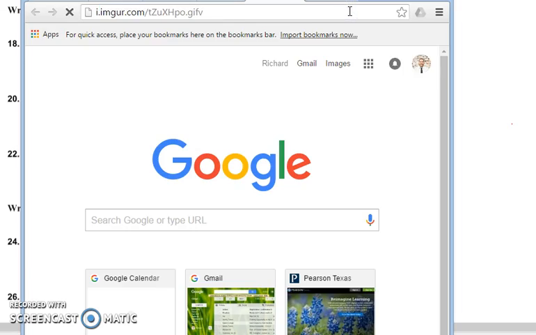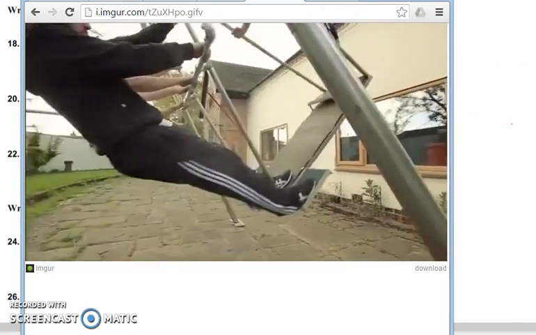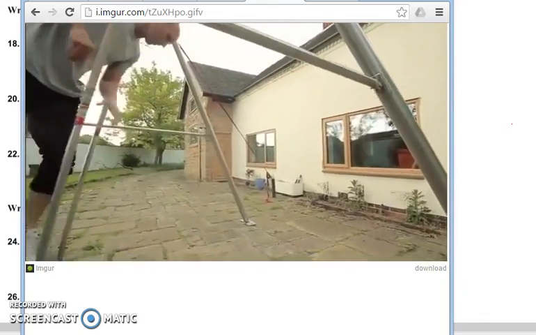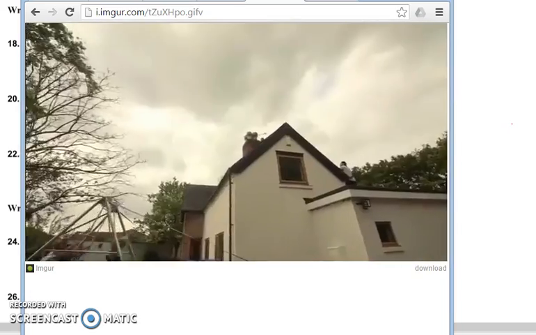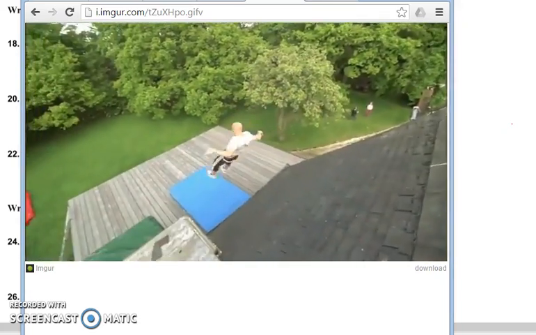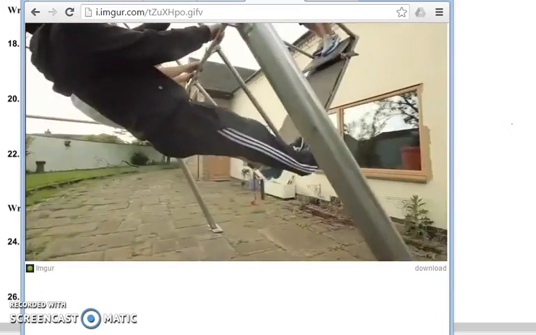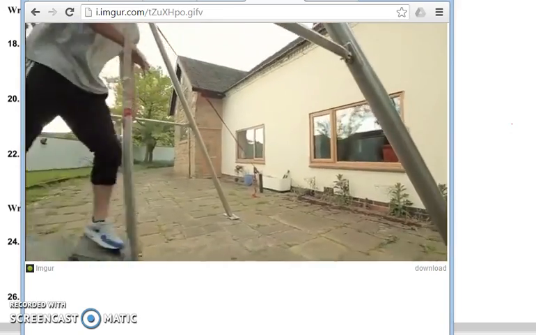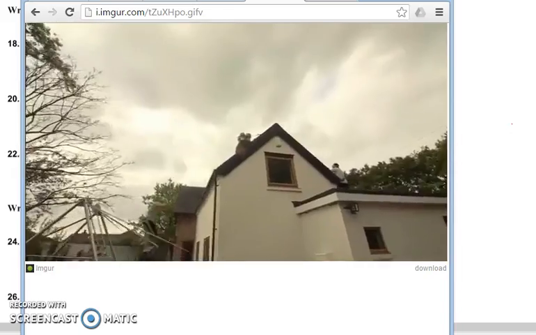It's a guy jumping over a house. So let's watch this guy jump over this house. And there he goes. That's cool. One more time for good measure. If you're curious, this is called a Russian swing.